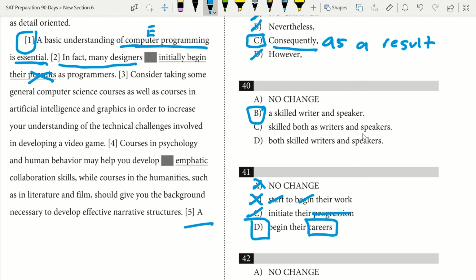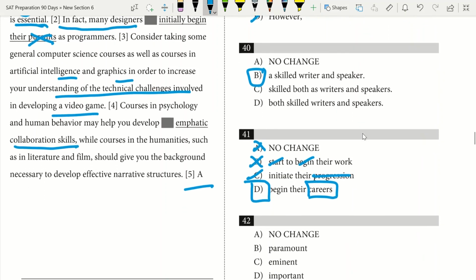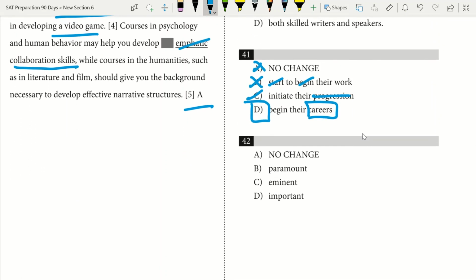So let's work our way down there. We've considered taking courses in general computer science as well as courses in artificial intelligence and graphics, in order to increase your understanding of the technical challenges involved in developing a video game. Courses in psychology and human behavior may help you develop blank collaboration skills. Okay, well, when we're talking about collaboration skills, we wouldn't describe them as emphatic, we wouldn't describe them as paramount or eminent. In this case, we talked about collaboration skills earlier on in this passage. We talked about them as being very, very important to being a video game designer. So our answer there would be D. These are important collaboration skills because we have to be able to communicate successfully to our team. So our answer for 42 would be D.